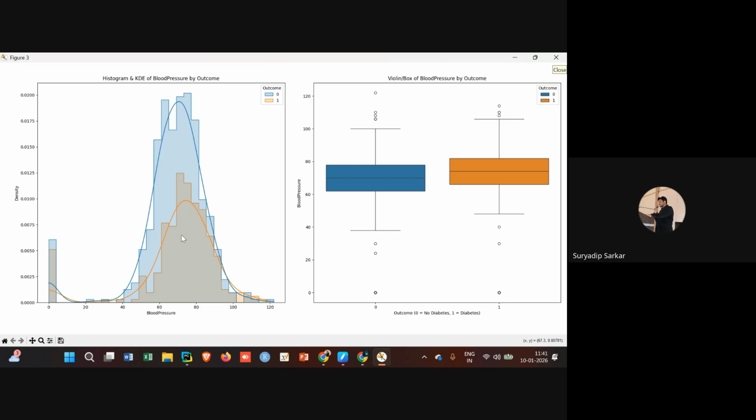If you think about it, the mean here is somewhere around 79-80, and the mean here is somewhere around 70-72. That is absolutely fine. So I believe this is the diastolic blood pressure, because a systolic blood pressure of 70-72 is not good.